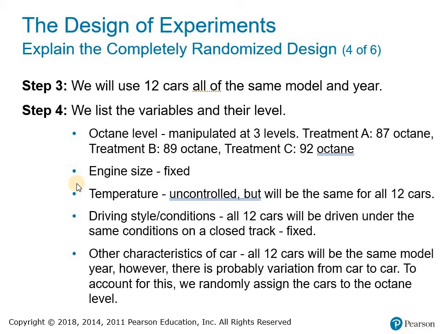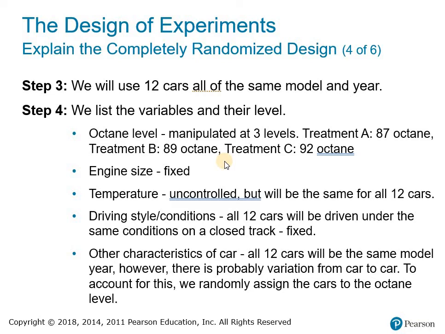So octane level is manipulated at 3 levels: treatment A, 87 octane; treatment B, 89 octane; and treatment C, 92 octane. Engine size is going to be fixed because we're working with the same model and year of the car. Temperature is uncontrolled, but will be the same for all 12 cars. Driving style and conditions: all 12 cars will be driven under the same conditions on a closed track. That is fixed. Other characteristics of the car: all 12 cars will be the same model and year.